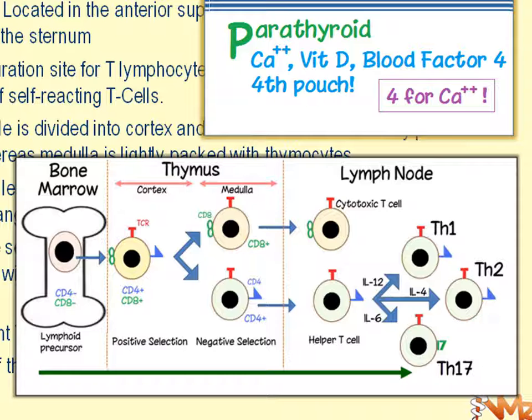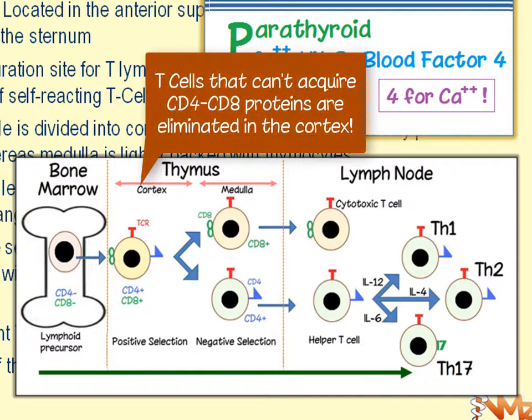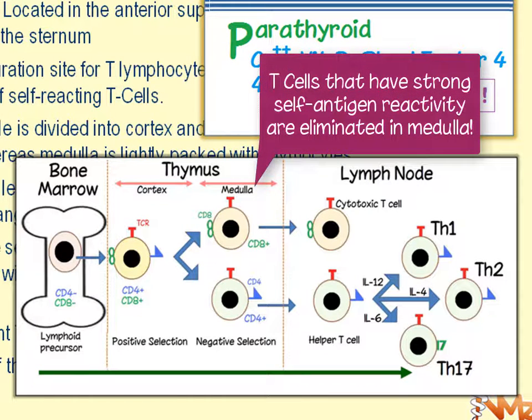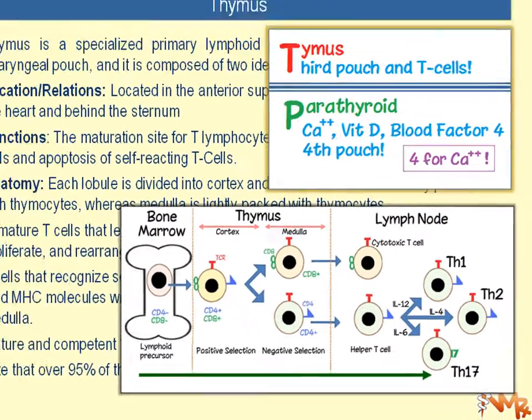Again, to orient you once more, in the cortex of the thymus, that's the first location that the T cells arrive at from the bone, we're going to have the positive selection. We're going to have these progenitor cells developed in there that have CD4 and CD8 proteins on them. Then they go to the medulla, and in the medulla, we have negative selection.